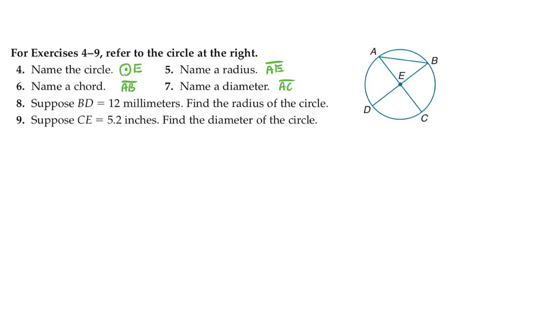And then suppose BD is 12 millimeters. Find the radius. Well, BD is a diameter, so the radius would be half of that, so it would be 6 and 6. Okay, so radius would be 6. Suppose CE is 5.2, so there's a totally separate problem. This is impossible because all radiuses are the same. So we throw that last problem away and we go, oh, radius is 5.2. Find the diameter. Oh, well, there's just 2 radiuses in a diameter, so you just add those together times 2, and the diameter is 10.4.